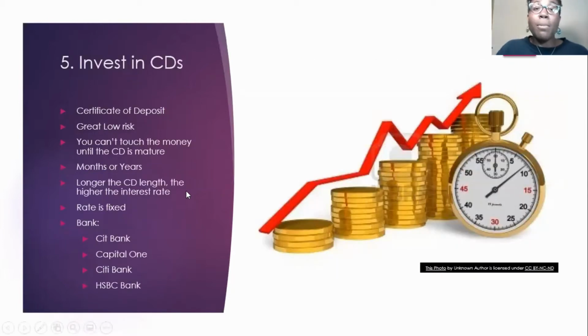All right. Number 5, investing in CDs. And if you have never heard of a CD, the CD represents certificate of deposit. It is a great low risk. Okay. You do not have to worry about a CD. It's basically insured just like a bank account would be by the FDIC. So if something happens, you're going to get your money regardless.